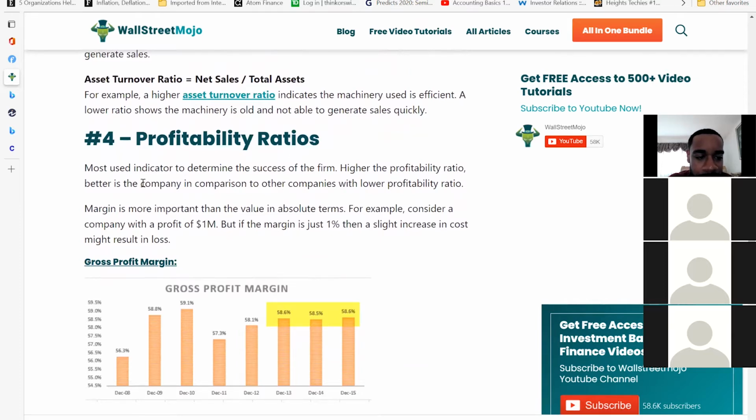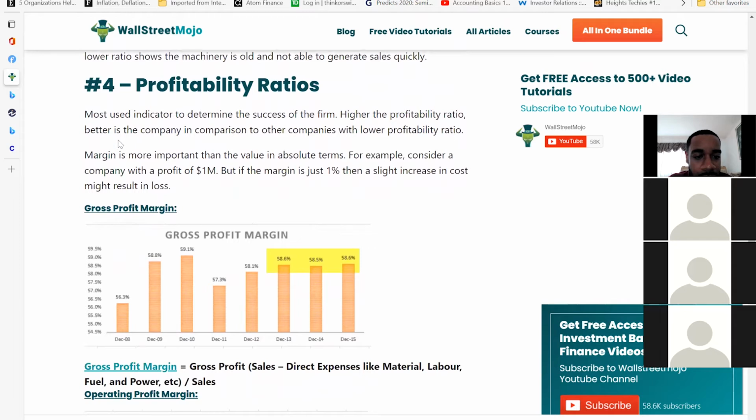Profitability ratios, right? So now this is used to determine the success of a company. The higher the profitability ratio, that means the higher the profits are for the company in comparison to other companies with lower profitability ratios. Yes, margin is more important than the value in absolute terms. For example, consider a company with a profit of $1 million, but the margin is just 1%. Then a slight increase in cost might result in a loss.